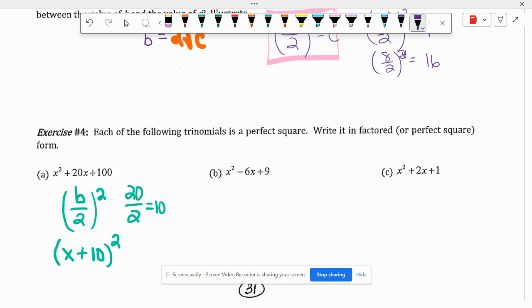Because 10 squared times 10 squared is 100, and 10x plus 10x is 20x. Let's look at our next example. We have to do b divided by 2, and then we have to square it. So b is -6 divided by 2 equals, what is -6 divided by 2? It's -3. And what is -3 squared? It's 9. It's telling you that these are perfect squares. So this is the same thing as x minus 3, the quantity squared.